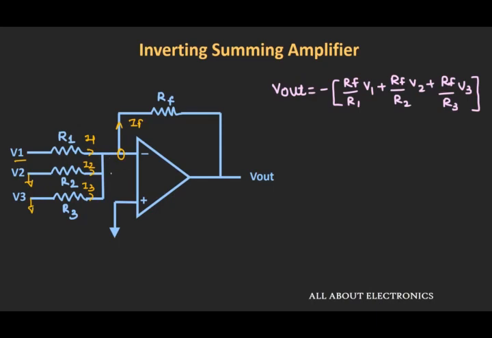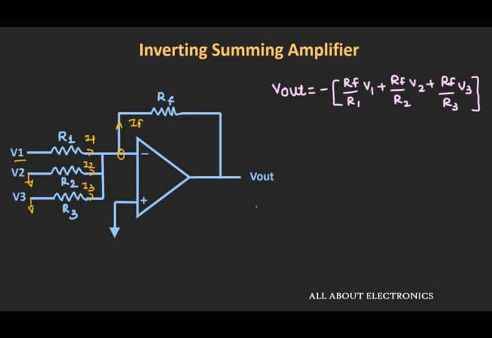So we can say that effectively R2 and R3 do not exist in the circuit. The effective impedance seen by this voltage source V1 is the series resistance R1 of that particular voltage source. So we can say that there is no interference between the different voltage sources, and that is the biggest advantage of this inverting summing amplifier.